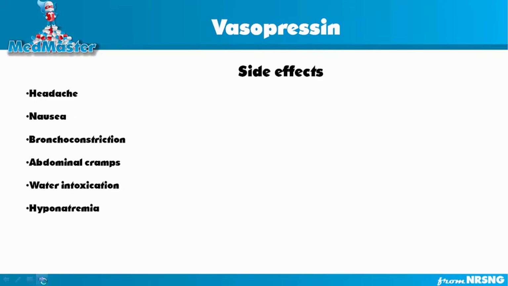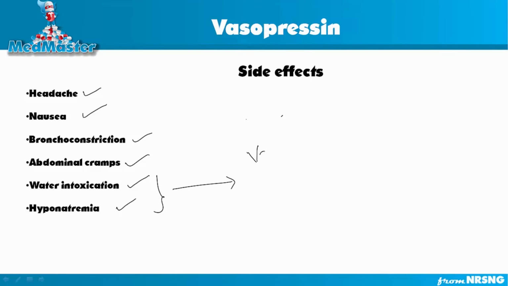All right. So what are the side effects of vasopressin? The main side effects are headache, nausea. Nausea is pretty much for all medications, but also headache, bronchoconstriction, abdominal cramps. Now, water intoxication and hyponatremia, those are the main ones to understand. So let's talk about that a little bit.